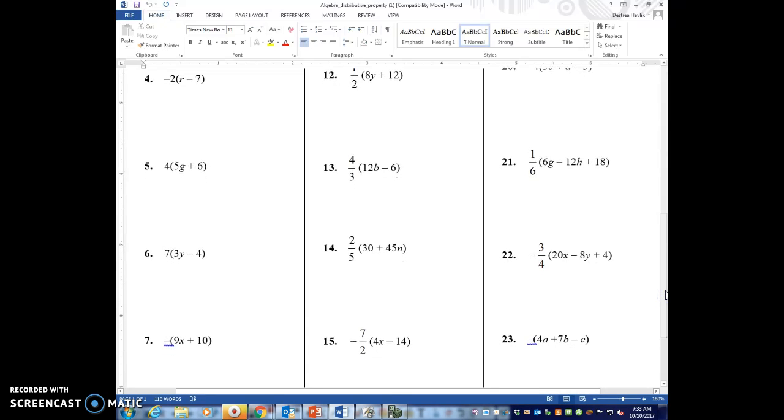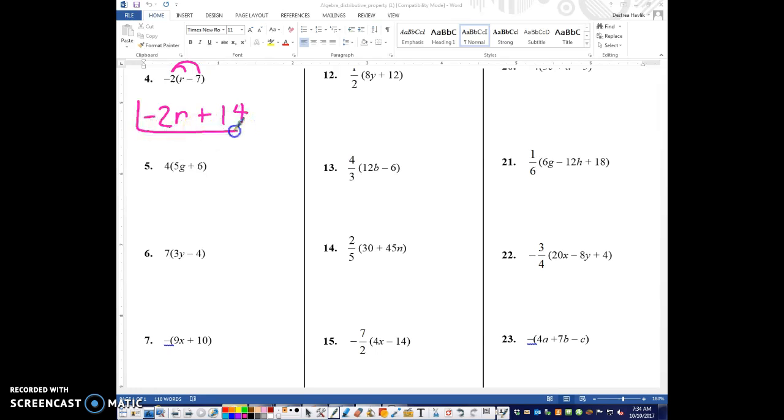Number 4. What is negative 2 times r? Negative 2r. What is negative 2 times negative 7? Positive 14. Very good. Positive 14. Because a negative times a negative is a positive.